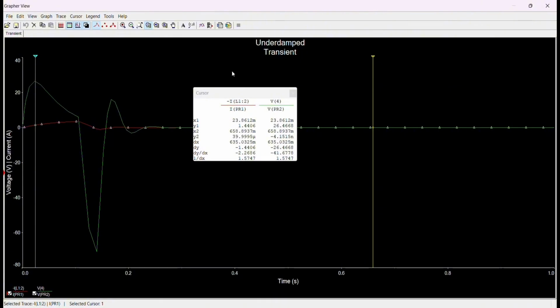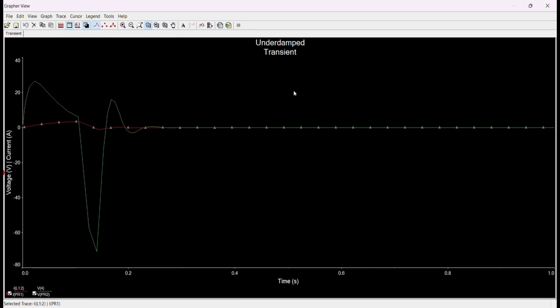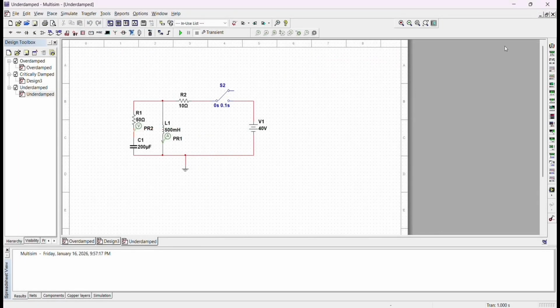Okay, we can try to insert the values from the graph into the equation that we got in the calculation to prove whether the calculation is correct or not.